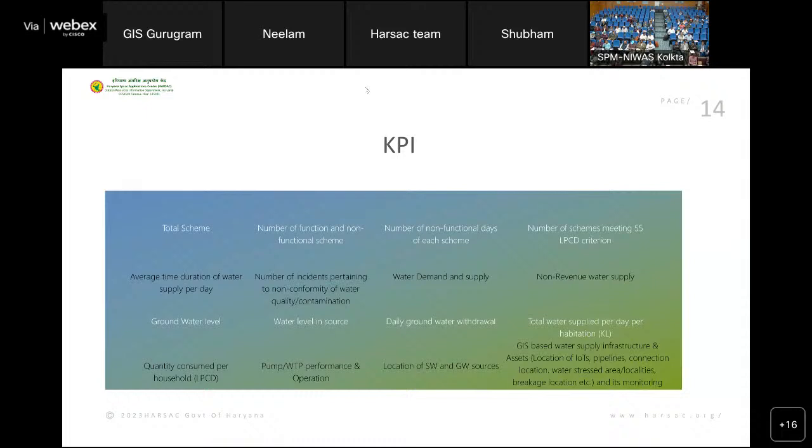Right now, these KPIs are designed with respect to how many schemes are running, the number of functional and non-functional schemes, the amount of data that we can capture with respect to that, the functional days of each scheme, and the relevant information that is required for that particular stakeholder.